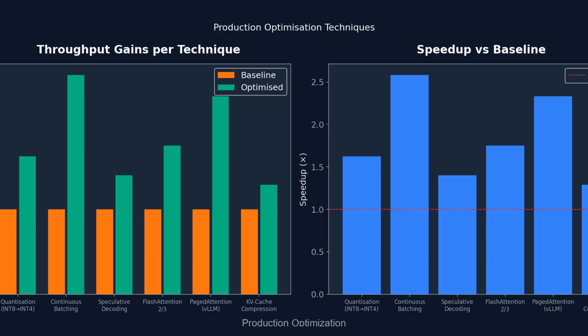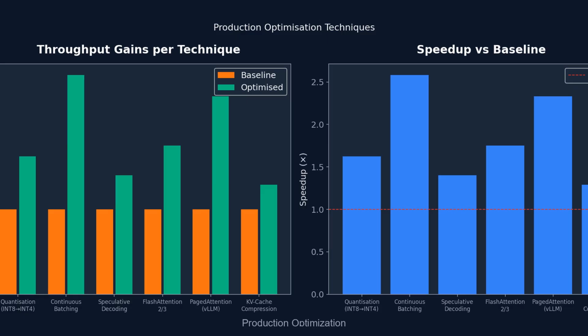This chart breaks down optimization techniques by two axes: raw throughput in tokens per second and the speed-up factor relative to an unoptimized baseline. The throughput bars show you absolute capacity, how much work each technique can do. The speed-up bars show you relative gain, how much better it is than doing nothing. Two techniques stand out clearly.